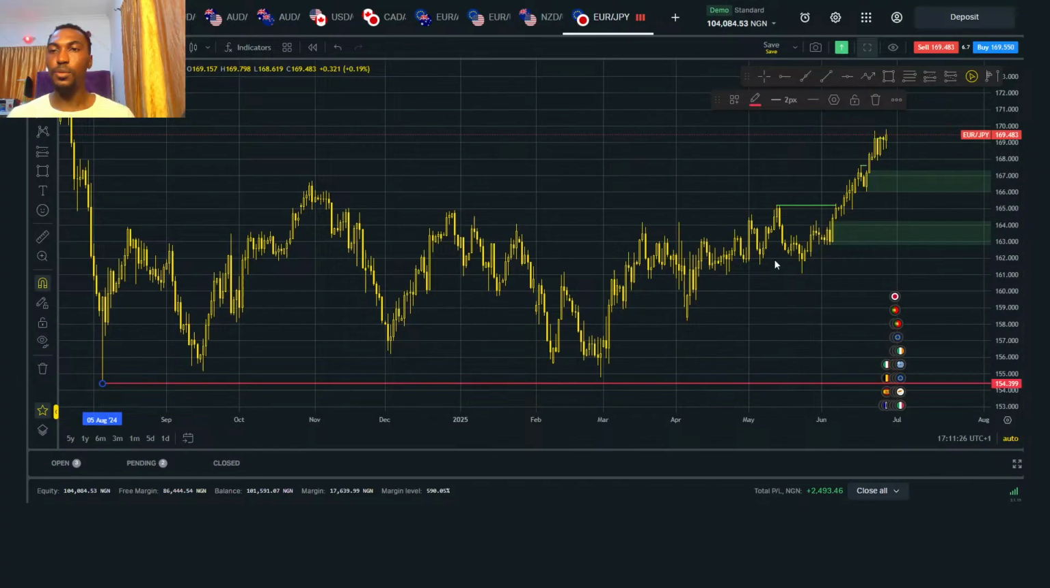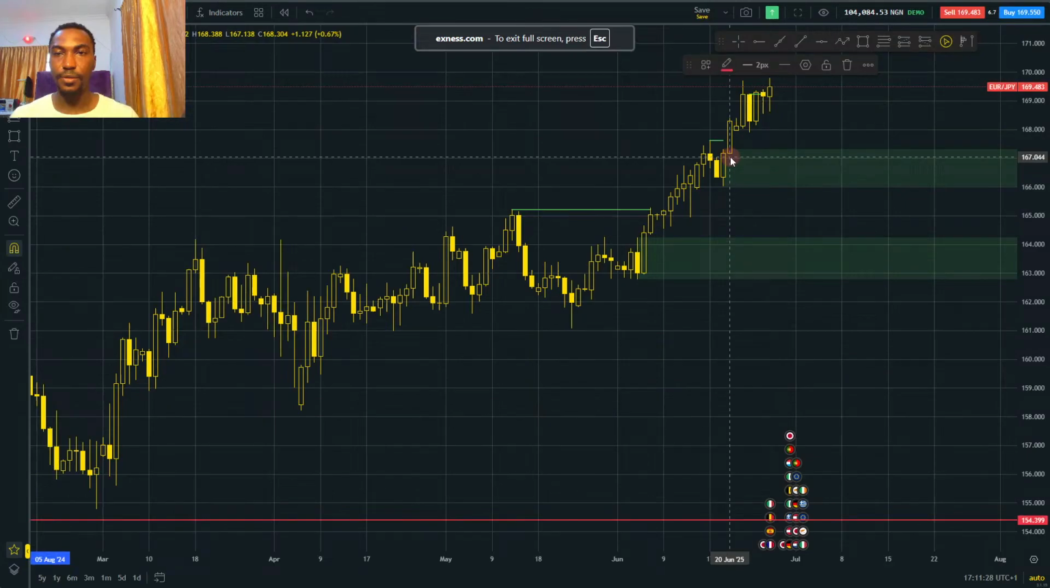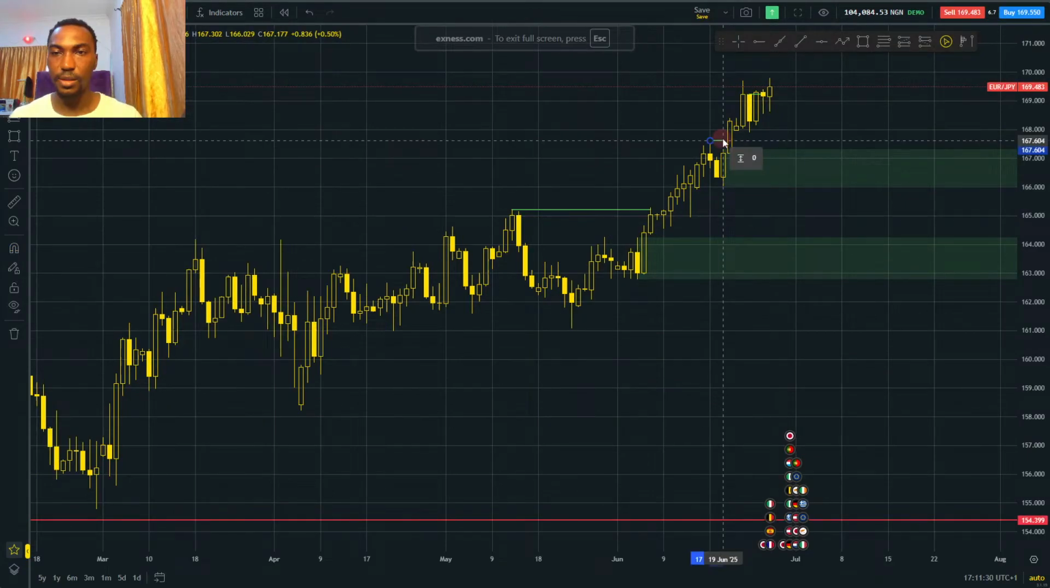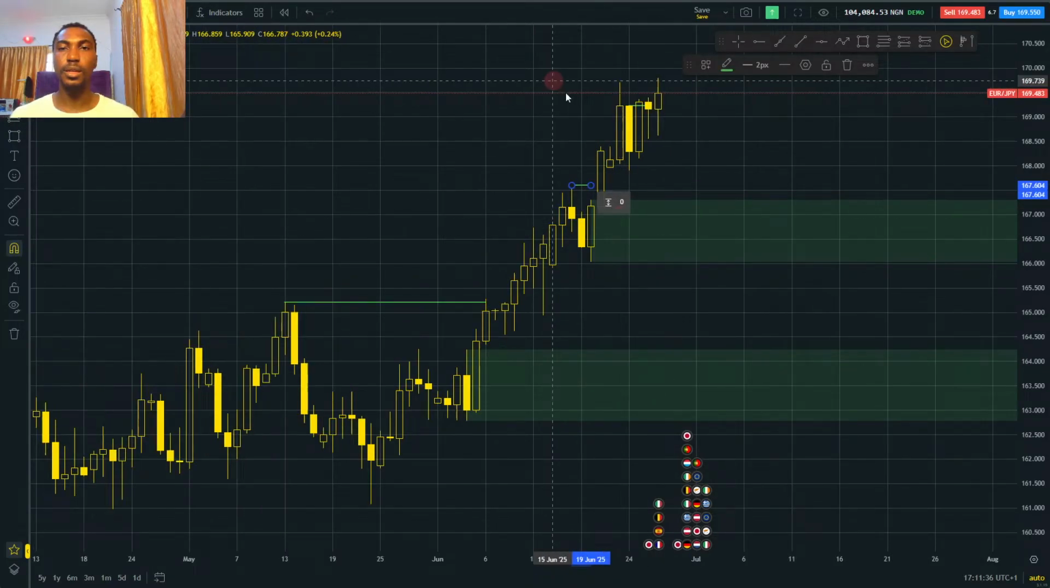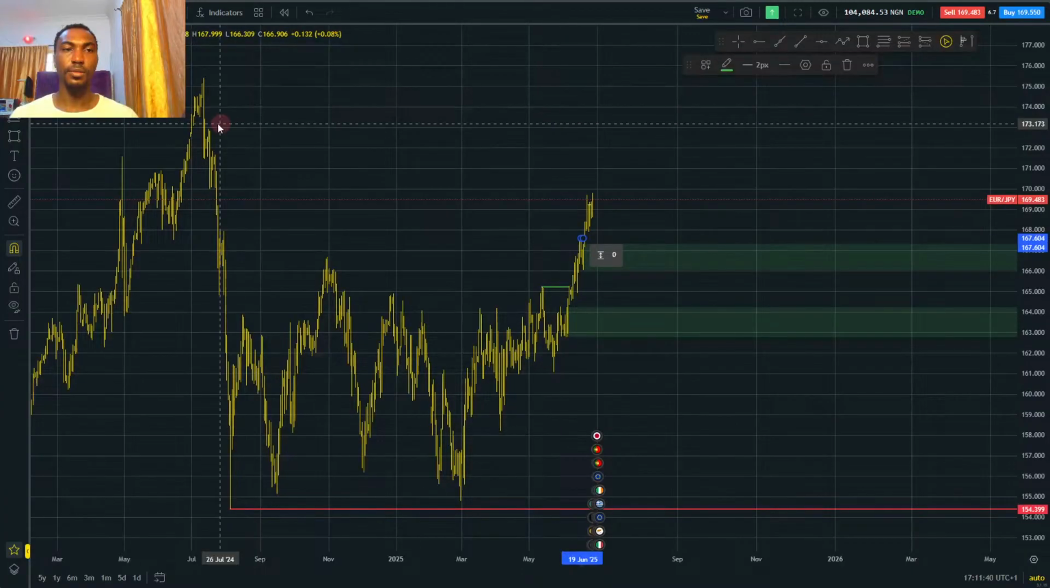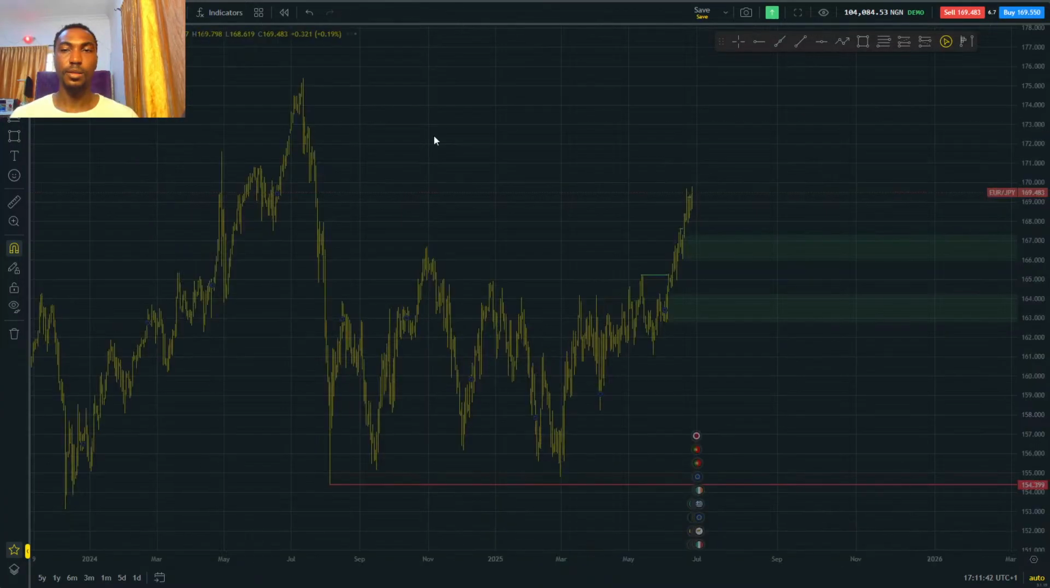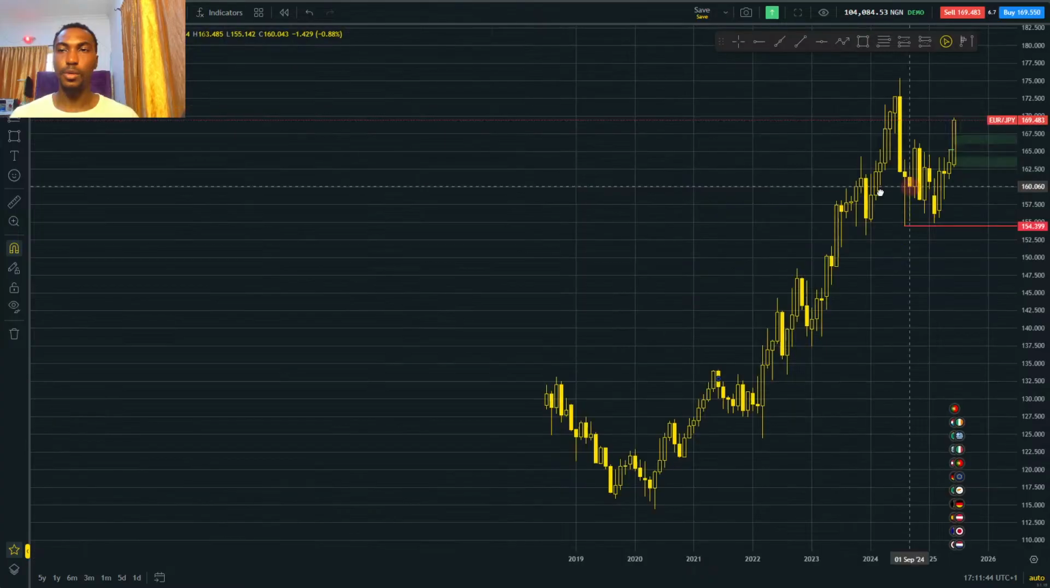So what do we have? We have this zone as the first zone to look out for on the daily. So as a daily trader, what are your targets? Don't forget there is a monthly zone here.